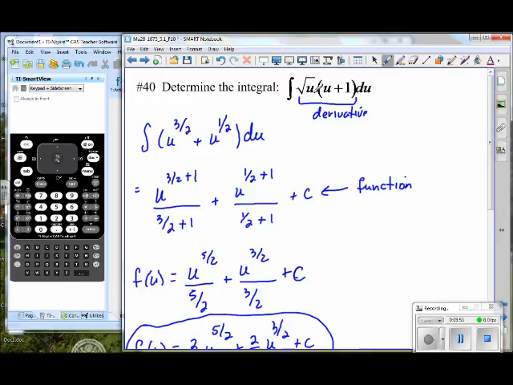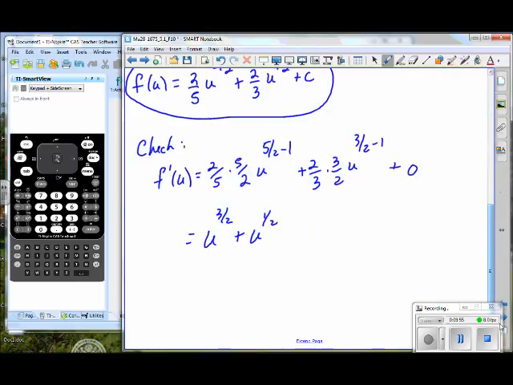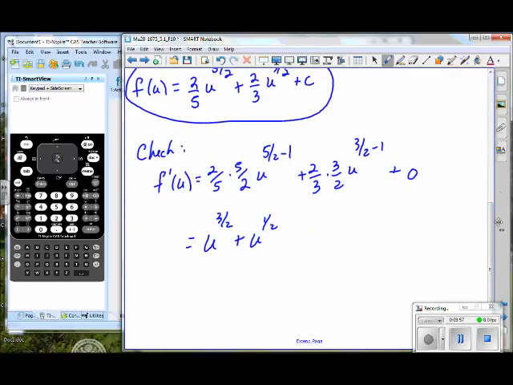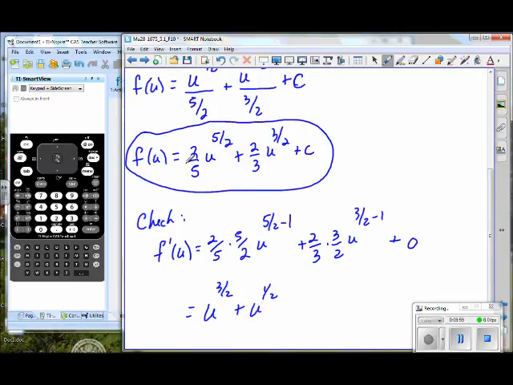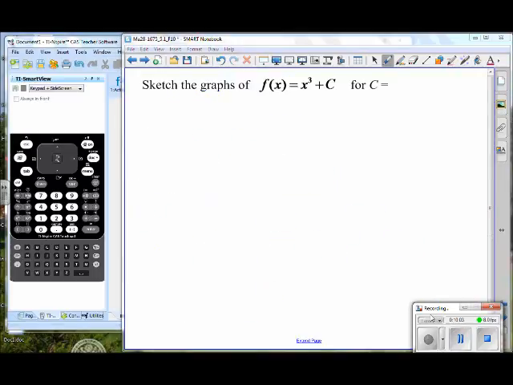And again, we could factor out a square root of u and get back to that. So our answer is again the function. So this will be our answer that we would have to that. Moving on to our next problem here.